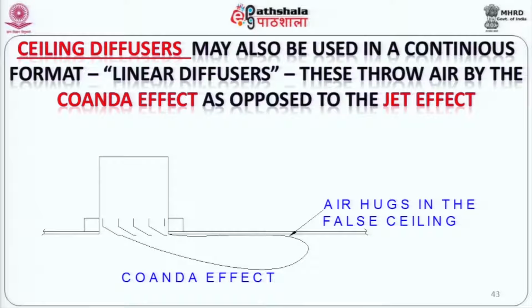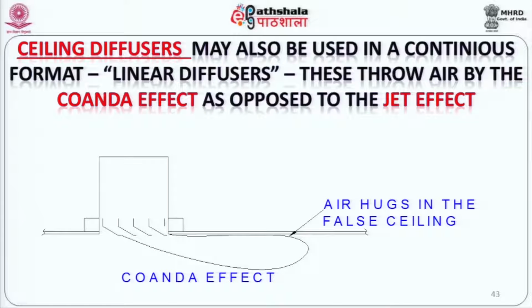Unlike the sidewall grill, which was discharging air by a jet device, the phenomenon by which the diffuser diffuses air is called the Coanda effect, and the ceiling diffusers can be discrete like the sidewall grills, or they again can be continuous. A continuous one is generally called a linear diffuser because it's all in one line, and a discrete one is called a square or a circular diffuser. You must have seen these very commonly in most of the auditoriums or restaurants that you visit.